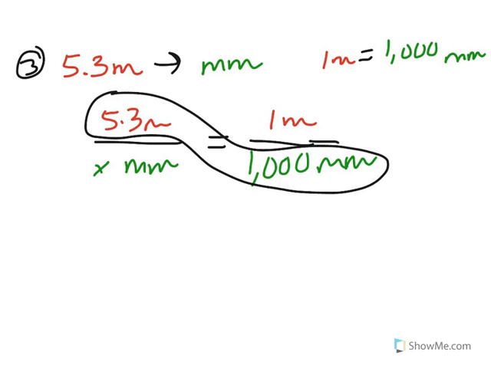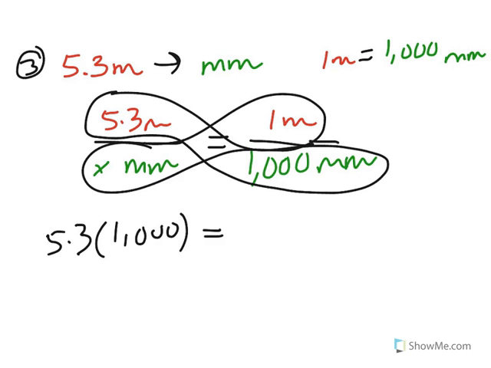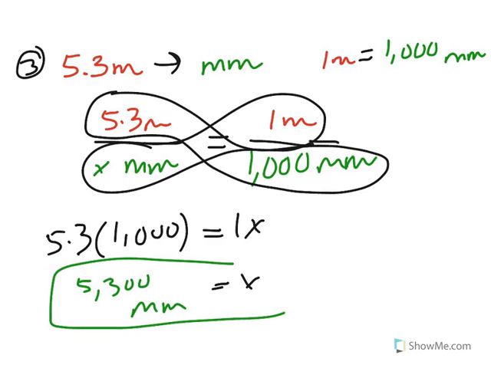So when you cross multiply this, you get 5.3 times 1000 equals 1x. When you finish solving for x, go ahead and multiply 5.3 times 1000, that's 5,300. So you now know that 1 meter is equivalent to 5,300 millimeters.